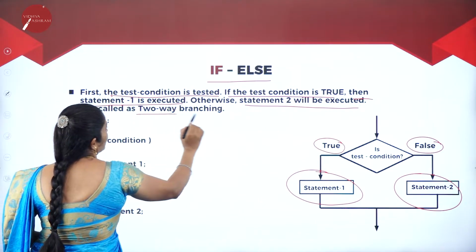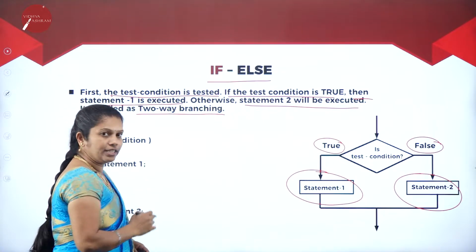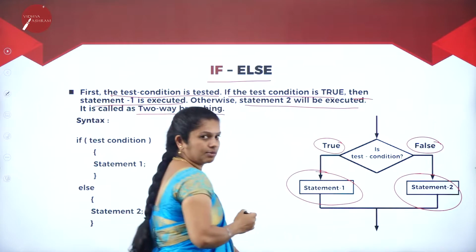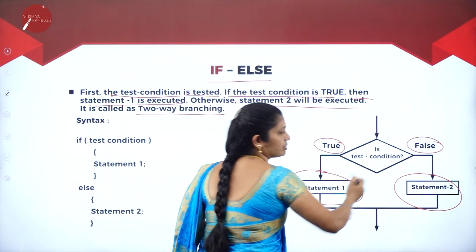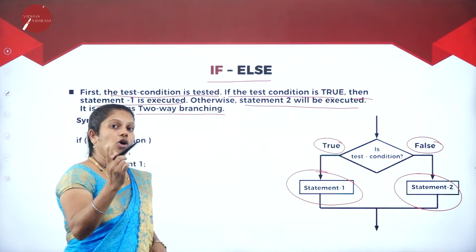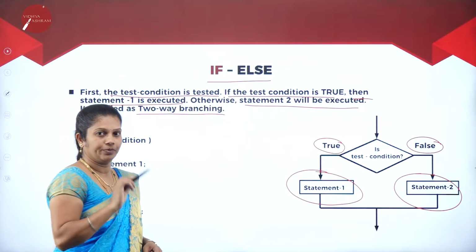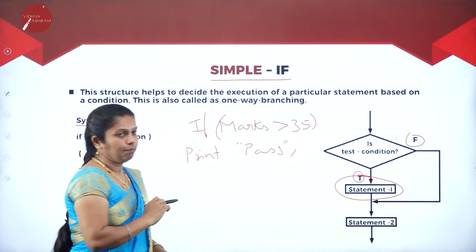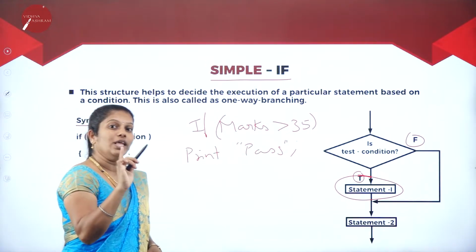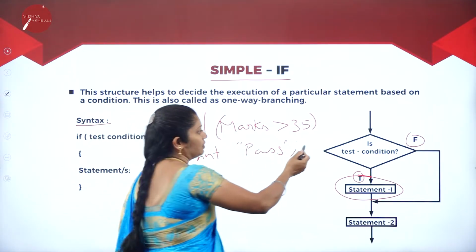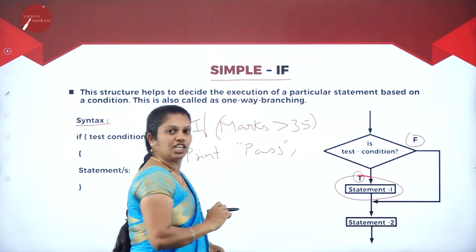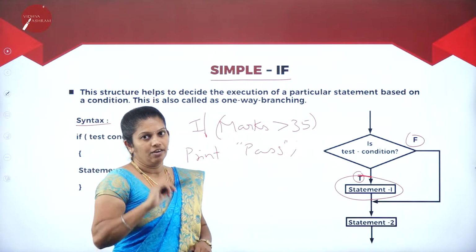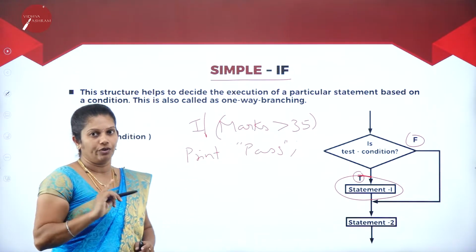This is also called two-way branching. Why is it called two-way branching? Because here for true also we have some statement, for false also we have some statement. Two alternative paths we have. That's why it is called two-way branching. Whereas simple if can also be called one-way branching, because if the condition is true, then only the statement will execute. If the condition is false, then it will come out of the loop. For that reason, it can be called one-way branching.